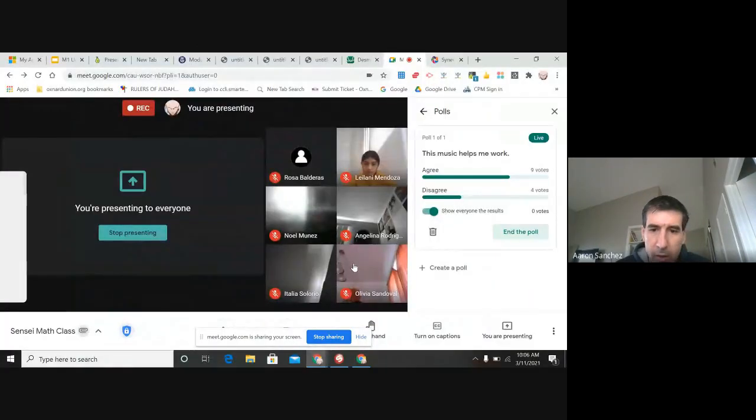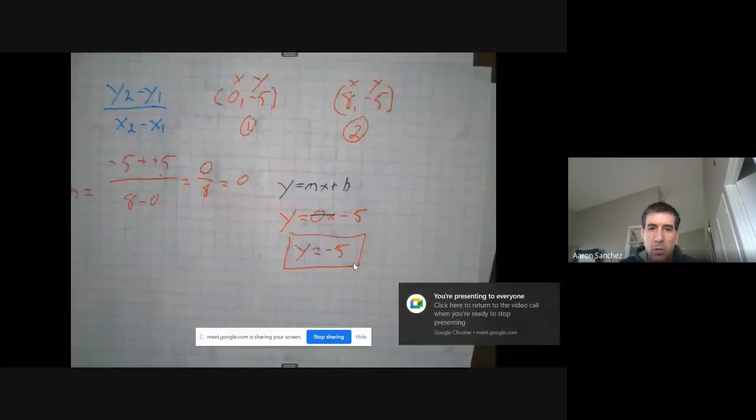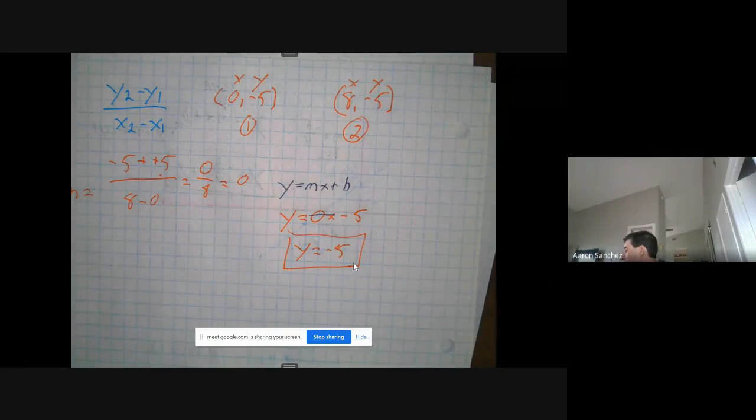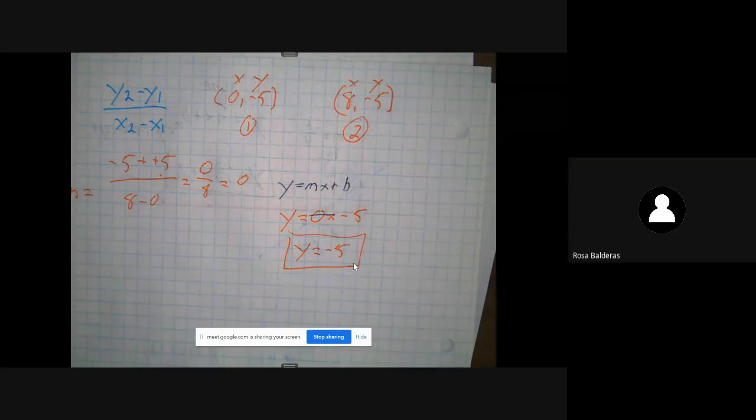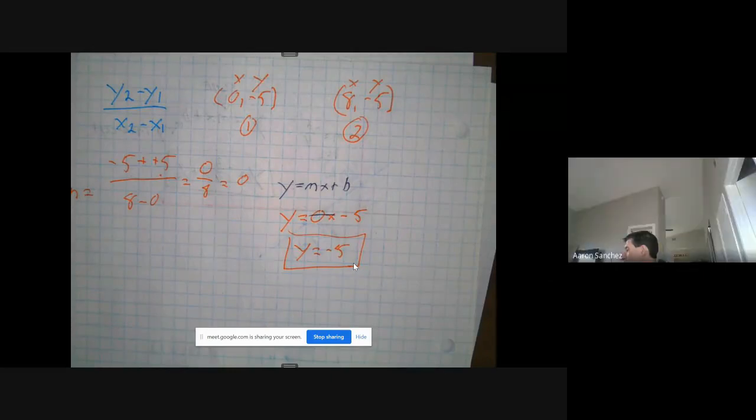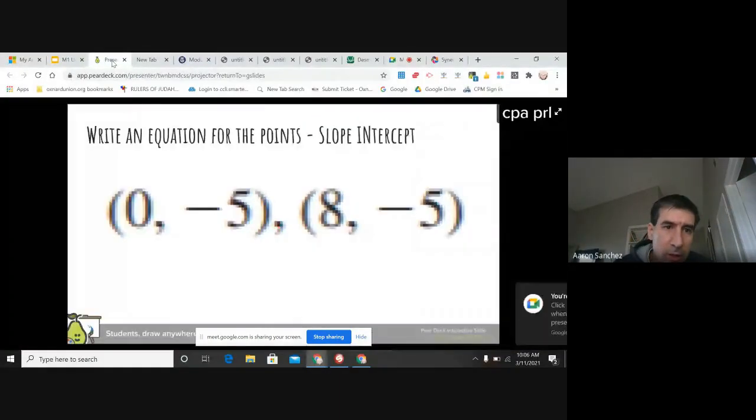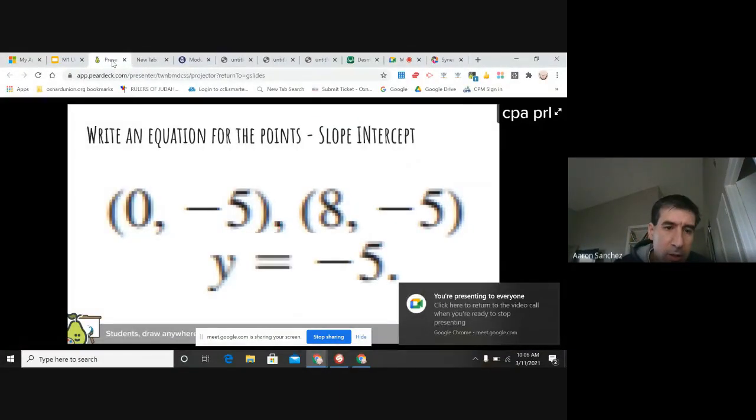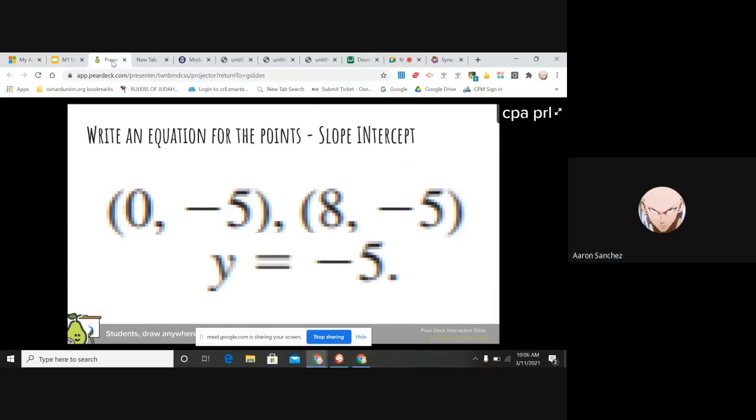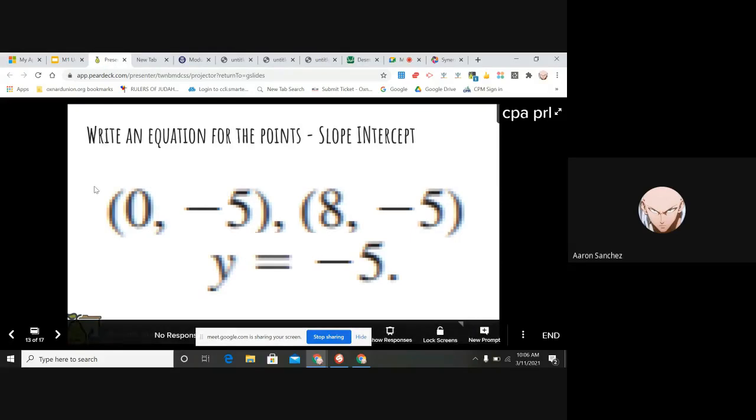Are there any questions? No. All right. I'm going to get rid of this in 10 seconds unless there's any more questions. 3, 2, 1. Okay, let's go to the next. So anyway, y equals -5 is the answer. Some of you put y equals 0x minus 5. That's correct, but multiple choice is what's going to show up.